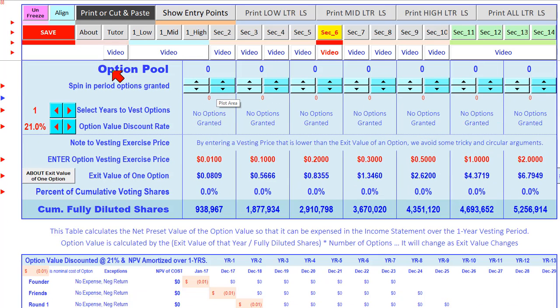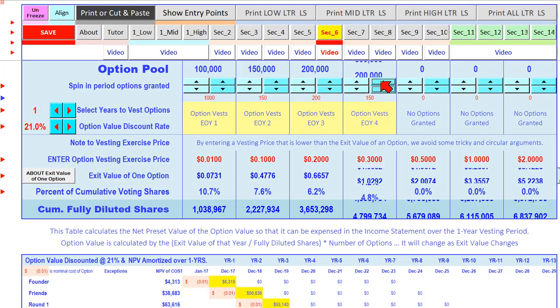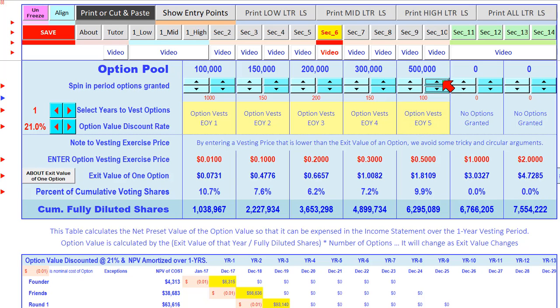So the first thing we notice here is we have our option pool, and I'm going to enter some options by spinning in a number. Let's go for 100,000 for the founders. And let's go a little bit more than that, 150, maybe 200. Keep on just going. Just throw some things in here so you can see what's going on. Yep, that's good. Make them even million up here. Okay, fine. So now we've issued or granted options in each of these periods.